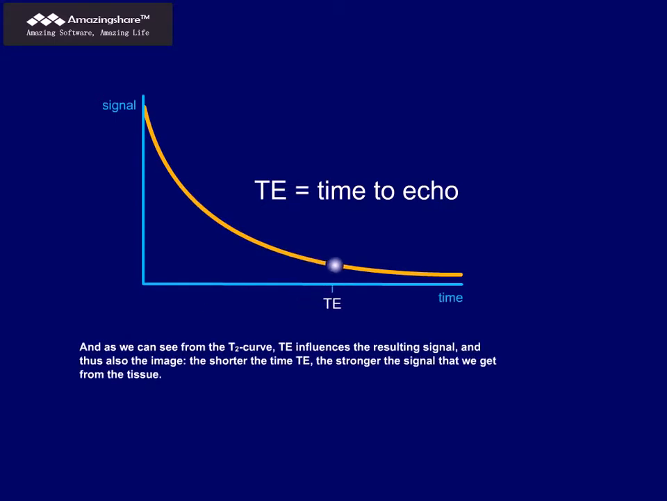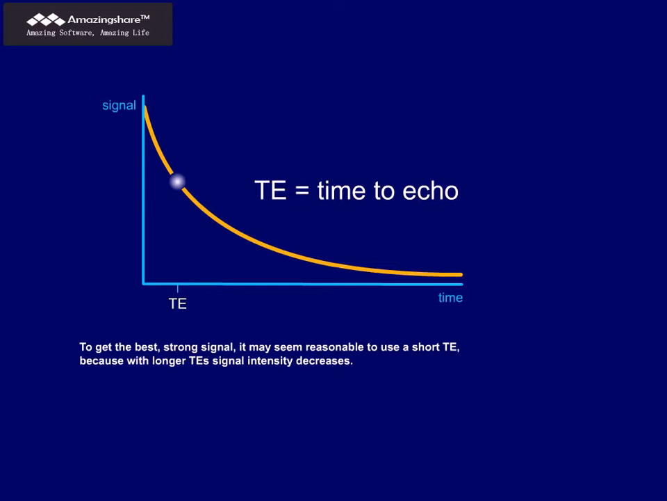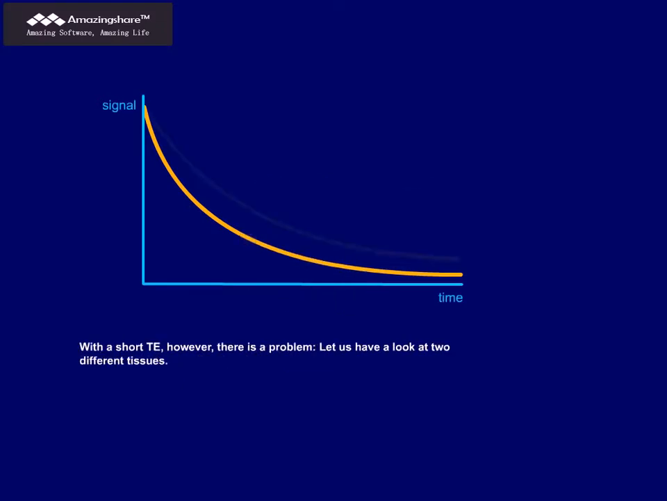And as we can see from the T2 curve, Te influences the resulting signal and thus also the image. The shorter the time Te, the stronger the signal that we get from the tissue. To get the best strong signal, it may seem reasonable to use a short Te, because with longer Te's, signal intensity decreases. With a short Te, however, there is a problem.